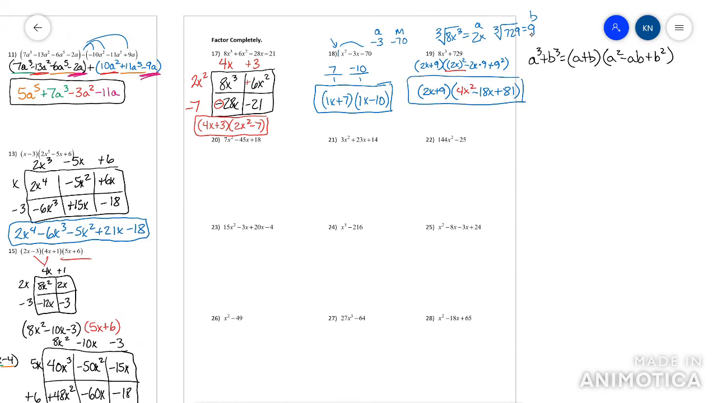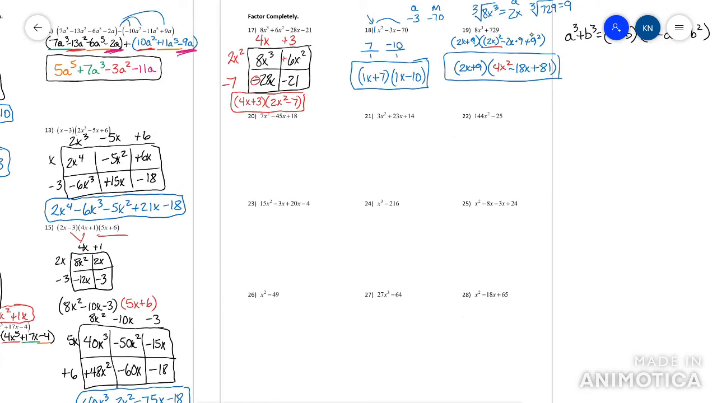All right, next up, this is another trinomial. So we're going to do the rainbow. So I'm multiplying 7 times the 18, which is 126. And my middle is negative 45. So I'm looking for 2 numbers that multiply to be 126 and add up to be negative 45. So that can be kind of difficult to do, but your numbers are going to be negative 3 and negative 48. No, 42. Negative 3 and negative 42.